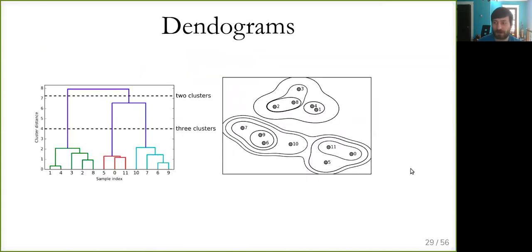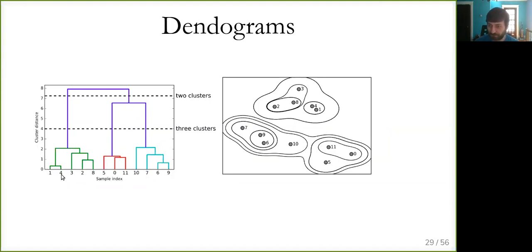This is often expressed as what is known as a dendrogram. The dendrogram shows when two points get merged. Here on the x-axis, we have the samples. They're reordered to make the graph easier to read. On the y-axis, we have the dissimilarity of clusters, or distance between clusters.